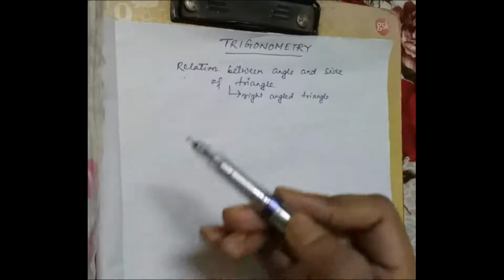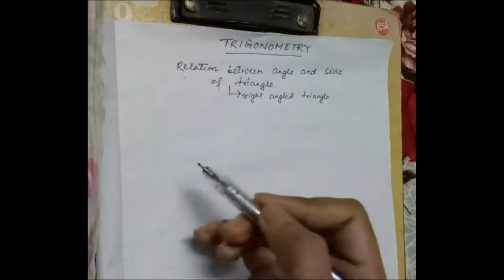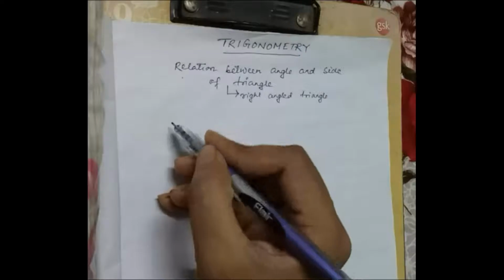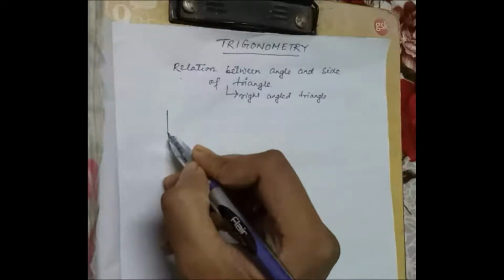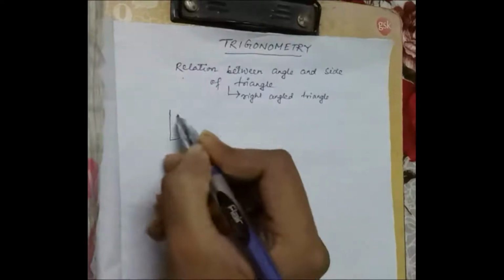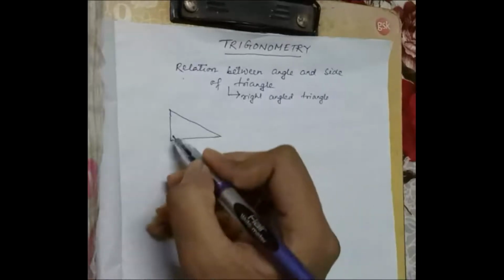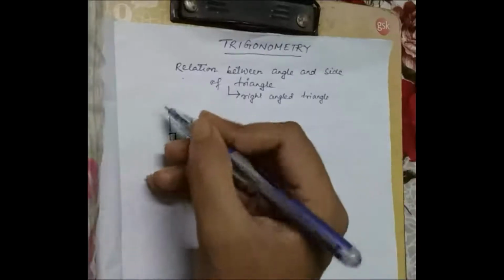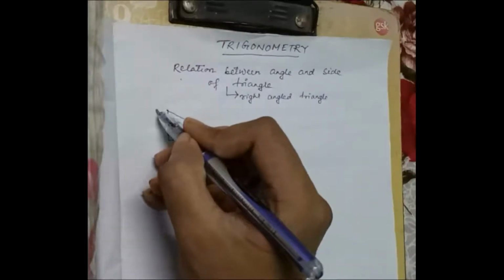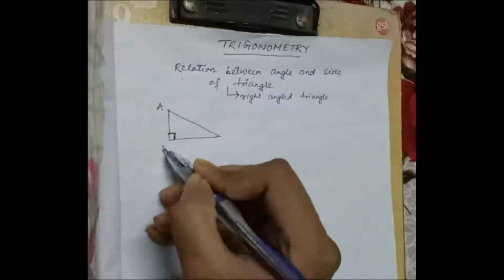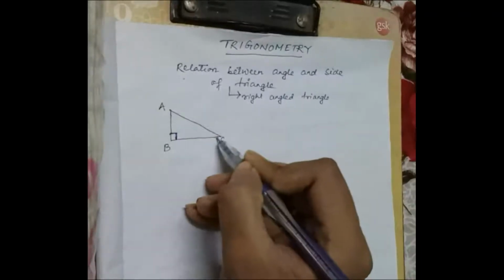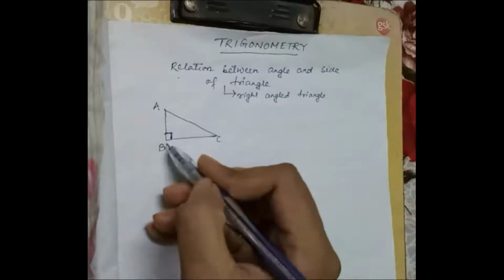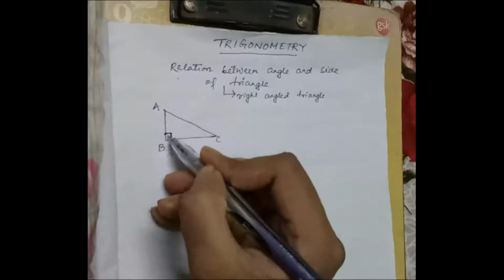Now, before going to the definition of sin theta, cos theta and tan theta, first of all let us understand what is a right angle triangle. Now let me draw a triangle in which an angle of this triangle is 90 degrees. Let us mark this triangle as ABC. In this triangle ABC, angle B is 90 degrees.